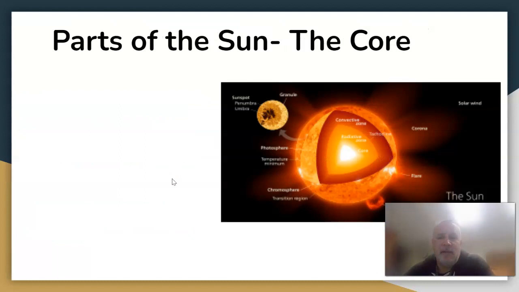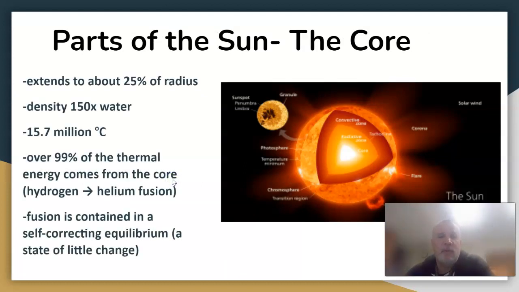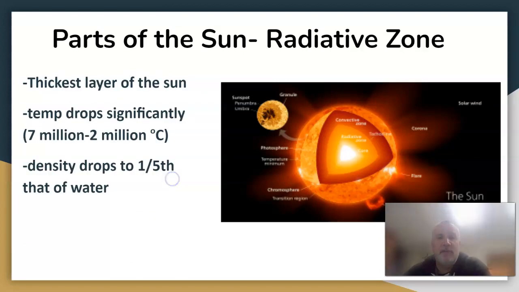Some different parts of the sun. There are several different actual parts that we're going to cover. One is the core. It extends to about 25% of the radius. So it's the innermost part that extends out about a quarter of the way. Its density is about 150 times that of water. It's 15.7 million degrees, so very, very, very hot. And that's where almost all of the thermal energy comes from, because that's where hydrogen is fusing into helium. Fusion is contained in a self-correcting equilibrium, a state of very little change. So it basically keeps the same rate all the time.